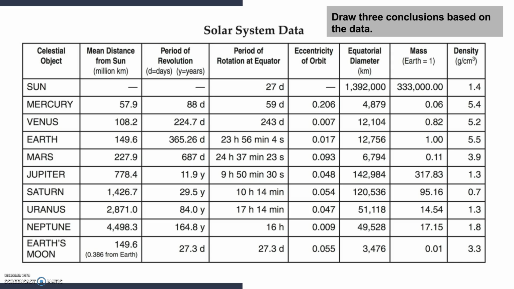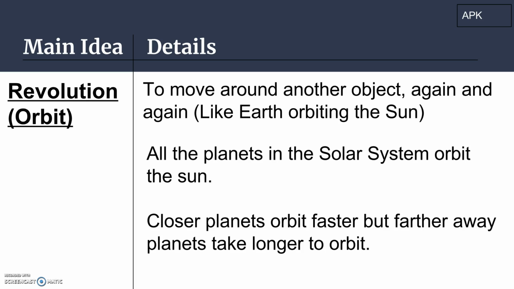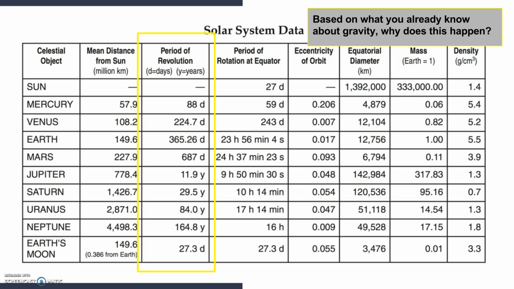Looking at a more complex data table here, I want you to take a moment and draw 3 conclusions based off of this data. So take a moment to look closely at it. I'm going to break down that data table for you. One of the things that we saw was that revolution or orbit is how long it takes for an object to get around the central star. We know that in a solar system, the closer planets are going to orbit faster than the outer planets. So when we look at the period of revolution, I want you to make an assumption or prediction about gravity. Taking a look at just the period of revolution, what do we already know about gravity, and why does this happen?